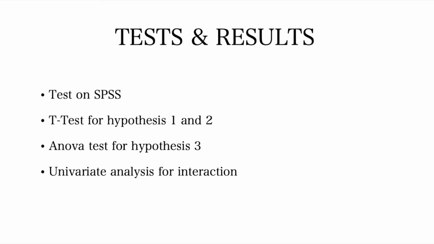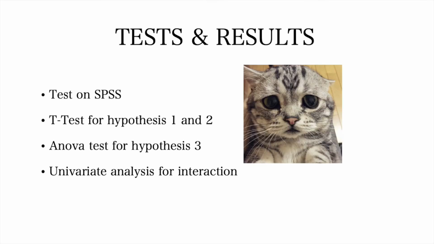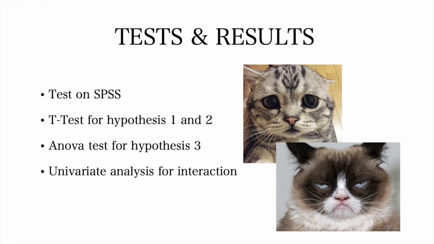After gathering all the data, we tested our hypothesis on SPSS, doing the appropriate test for each hypothesis. For hypothesis 1 and 2, we did a t-test. For the third hypothesis, we ran an ANOVA test. Finally, to test the interaction between our independent variables, we used a univariate analysis. The results obtained were disappointing. We didn't measure any statistical impact of the color or the presence of a cat on the perception of comfort of the chair.